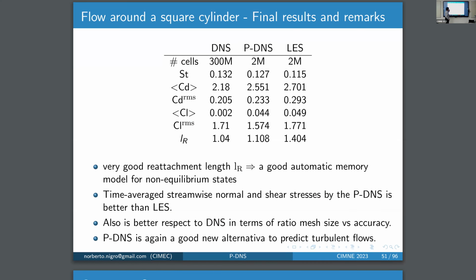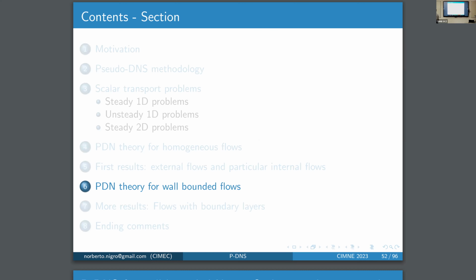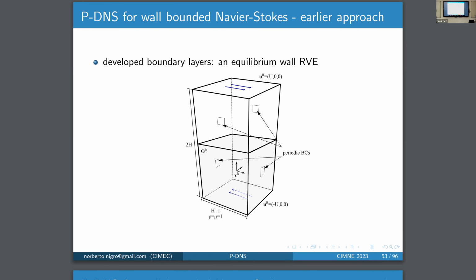The length of the reattachment in the top, in the sailing of the square, that we reach is more or less a close value to the DNS than LES. So we predict some sort of good results.